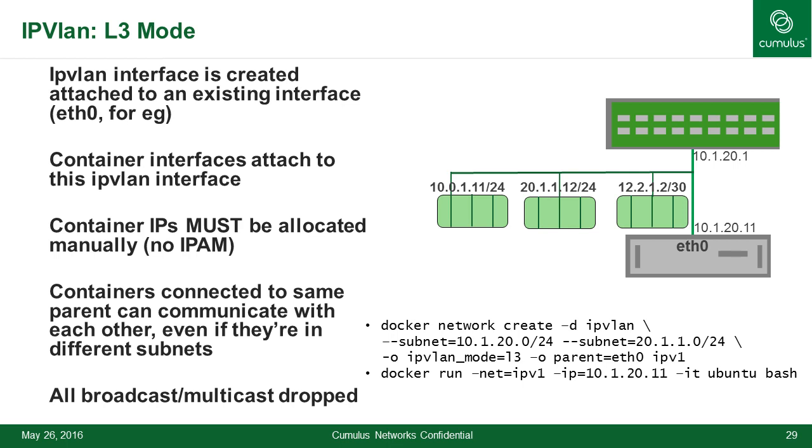There is no IPAM, which means there is no DHCP, because there is a single MAC address being used across all of these different slave interfaces. You cannot use DHCP to assign separate IP addresses to each of them. So you have to manually configure IP addresses when you launch the Docker instance, as you can see in this particular example. Also, all broadcast and multicast are dropped, so no ARP works, none of that works.